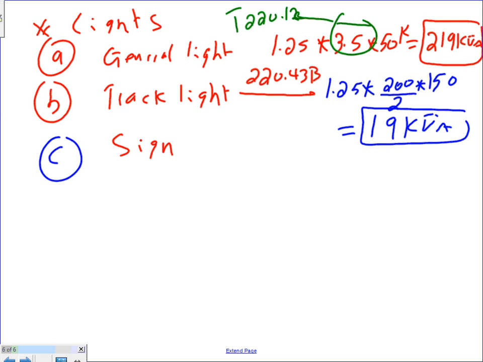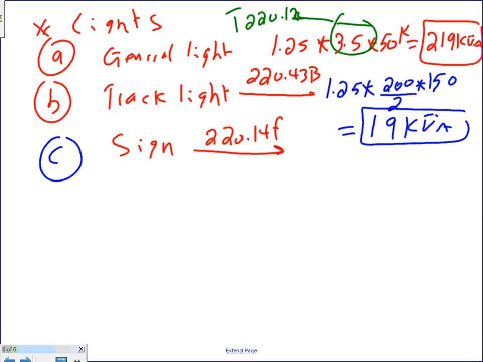For the sign, guys, do we need to know what the voltage the track lighting is? No, not this one. For the sign, I think 220.14F. I have 14F. Anybody verify?